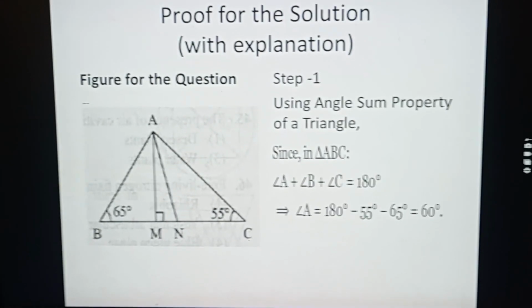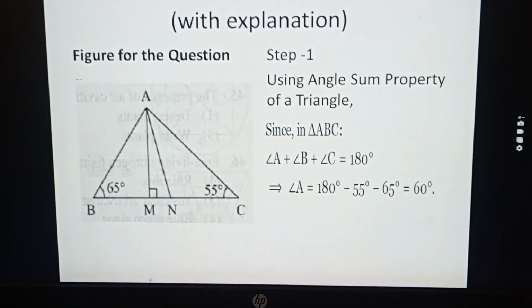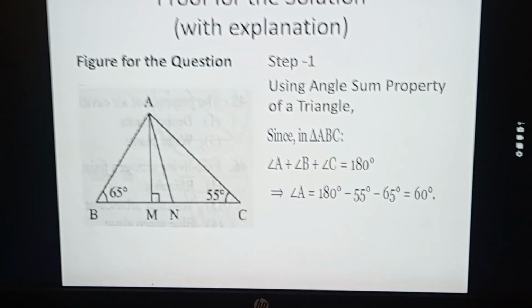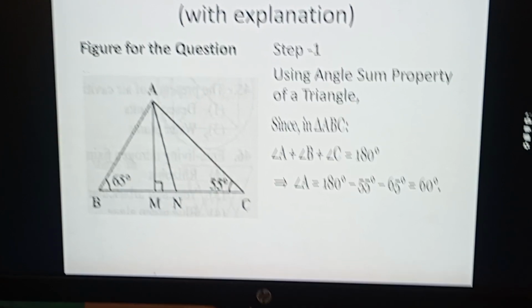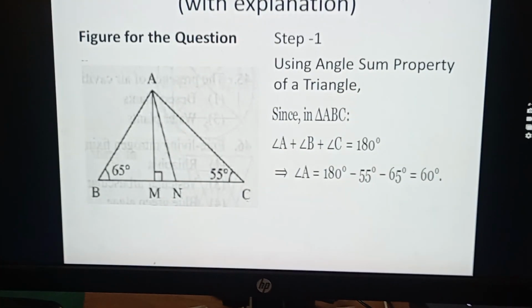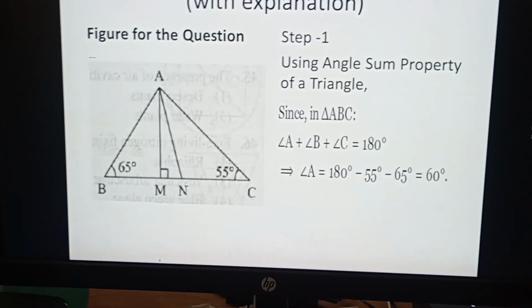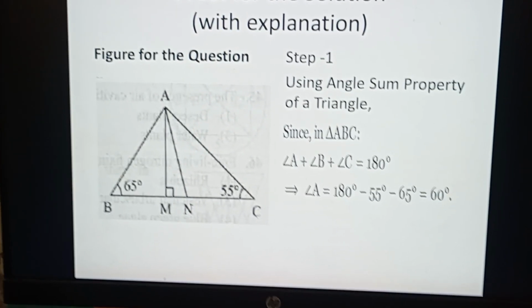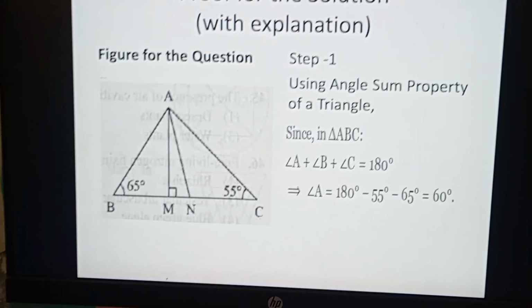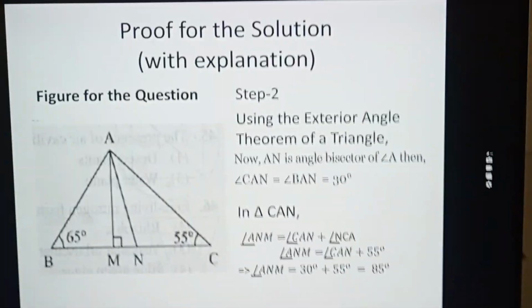First step, step 1, using angle sum property of a triangle. Since in triangle ABC, angle A plus angle B plus angle C is equal to 180 degrees, we can arrive at angle A is equal to 180 degrees minus 55 minus 65, which is equal to 60 degrees. So our first step is to find out angle A. We have found angle A is equal to 60 degrees. We now move on to the next step.